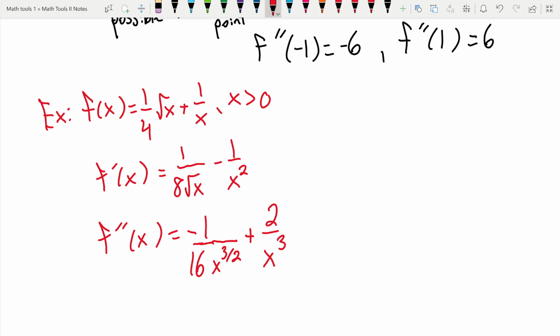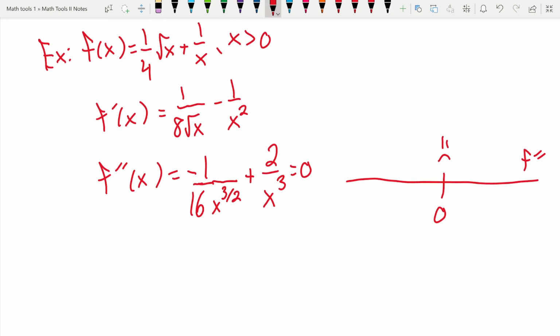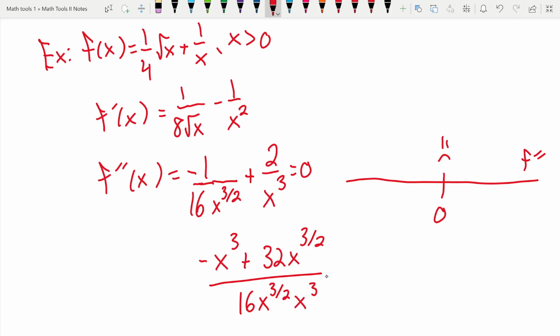Okay. So now we want to look for places where this is 0 or undefined. It is undefined at 0 still. So if we want to do a sign chart here, we'll plop 0 on there. It's our bad number. And then we want to look for where it is 0. So again, we find the common denominator. Multiply the left one by x cubed over x cubed, and multiply the right one by 16, which ends up being 32 x to the 3/2. So we get x cubed equals 0. Now, of course, again, we're only looking at the numerator, really.